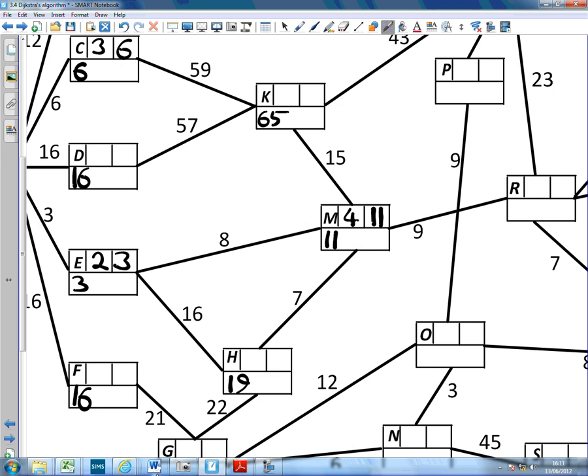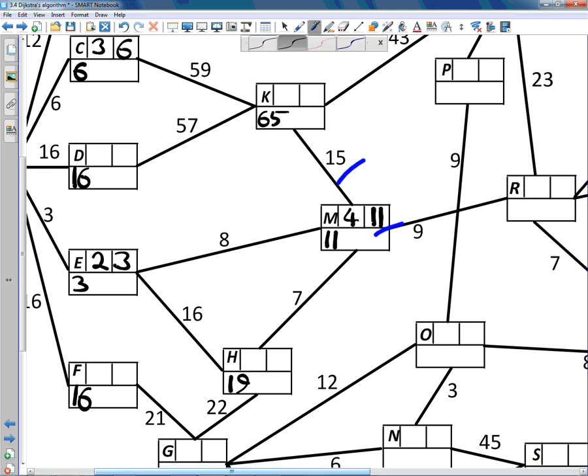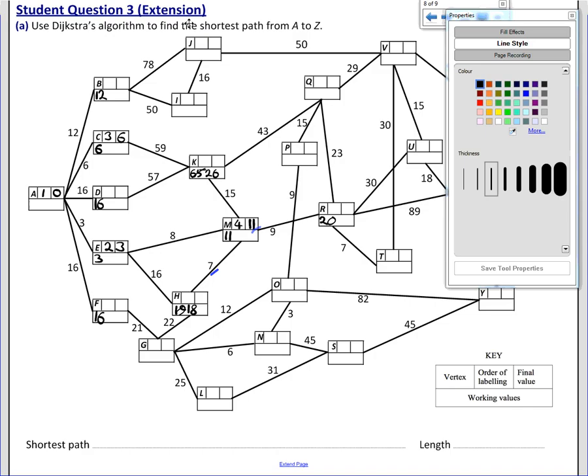You've really got to make sure you consider all of the possible routes leaving M. So if we go to K, we can get there in 11 add 15, which is a big improvement. So we cross that out and we put 26 here. We can get to R for the first time in 11 and 9, so 20. And we can get to H for the second time in 11 add 7, which is a slight improvement. So that's now 18.